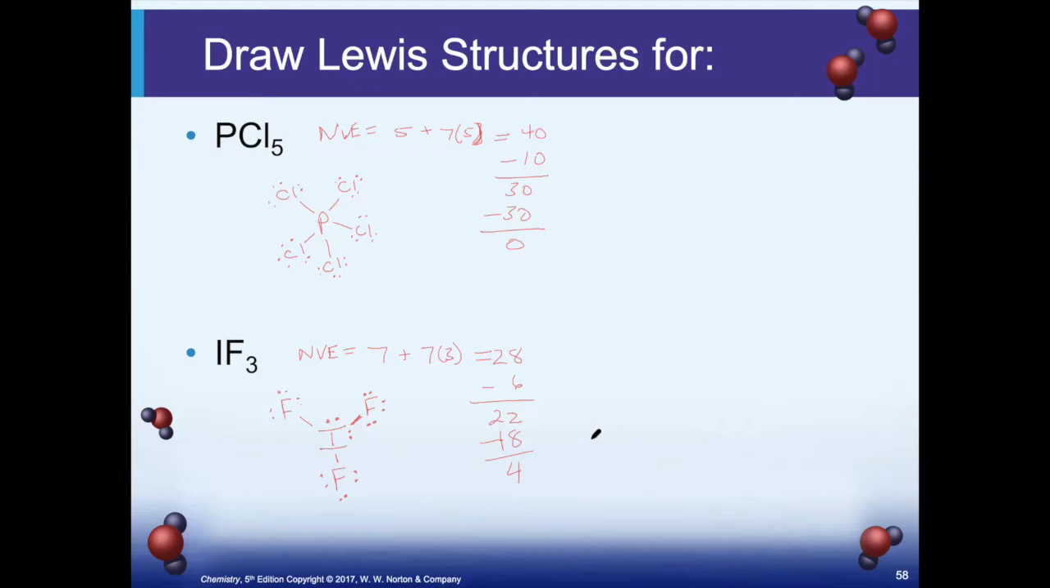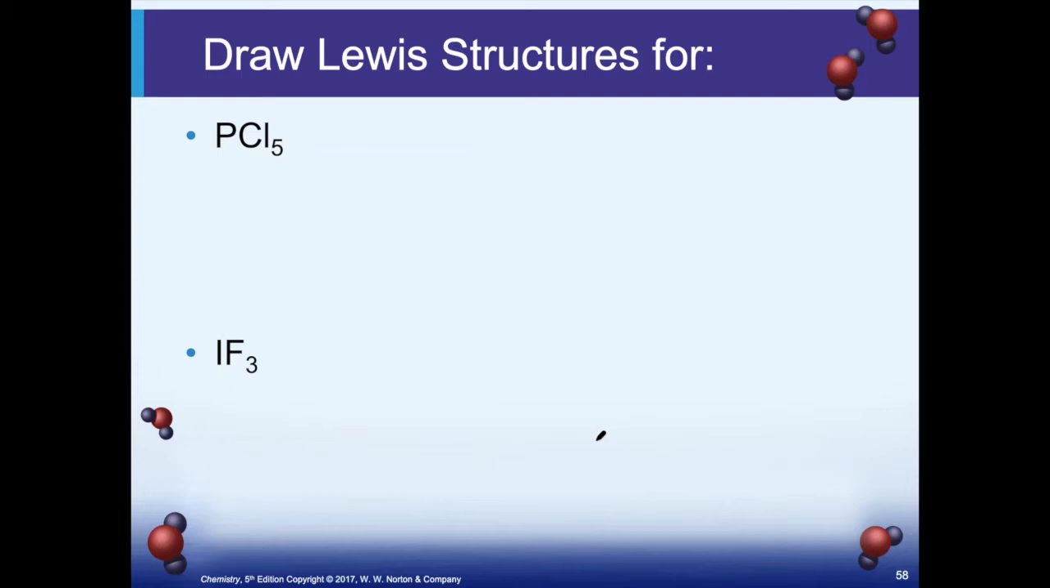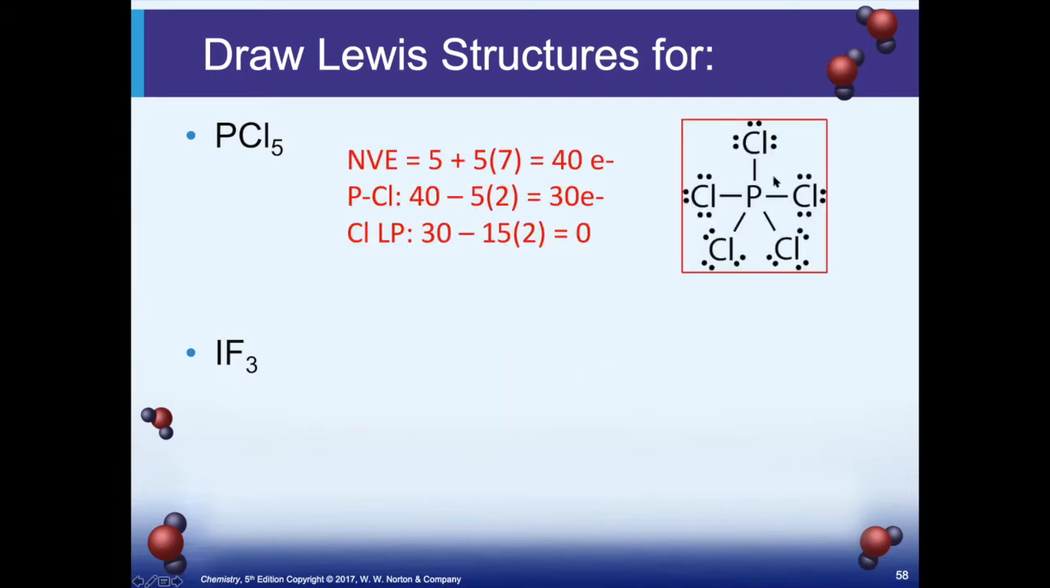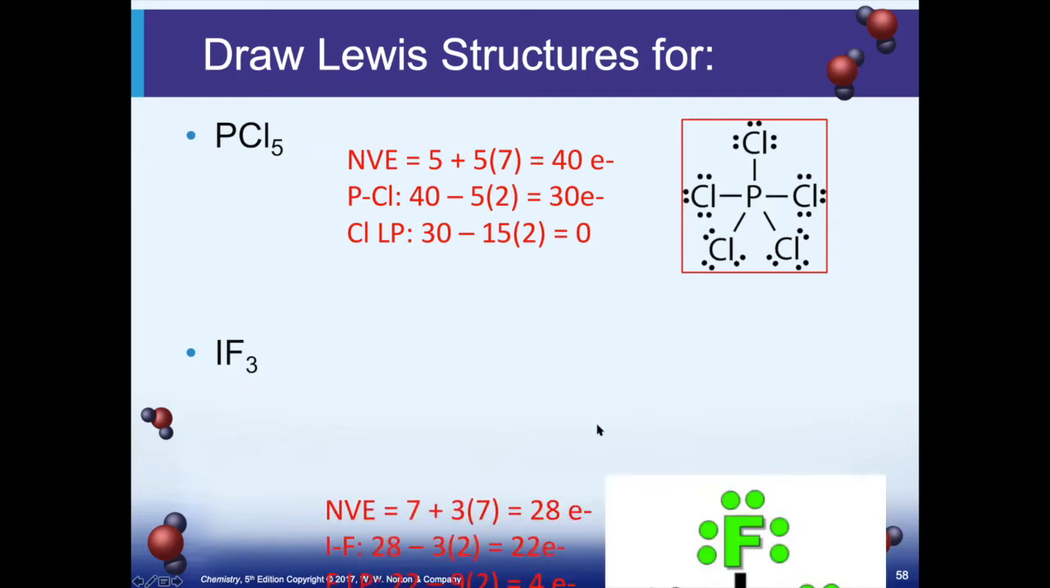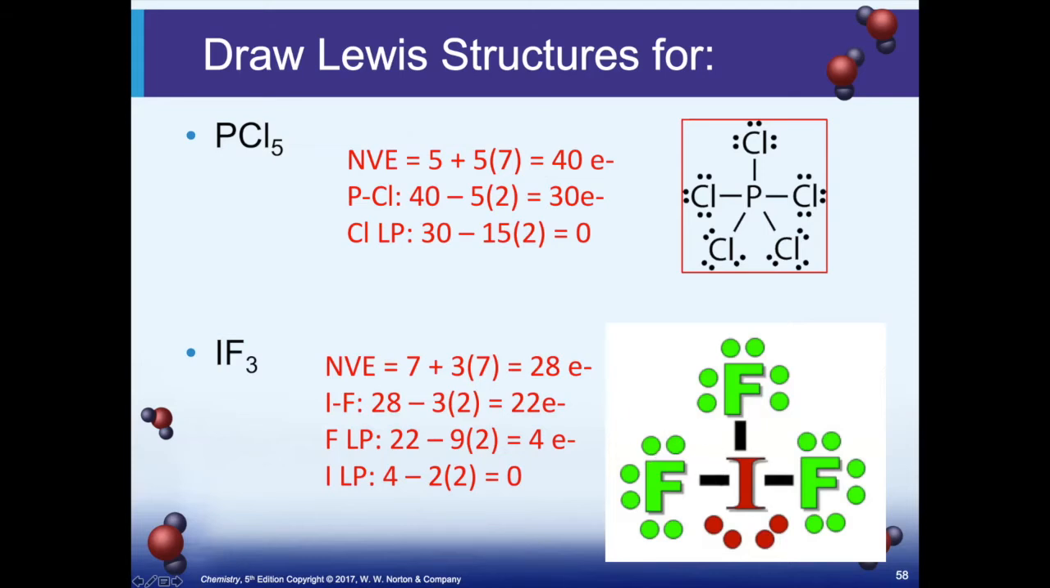Okay, all right, so let me erase all that. You can get to see it nice and pretty with the PowerPoint. Okay, so the phosphorus pentachloride, there's all the electron count. The iodine trifluoride, okay, so where you put the lone pairs is not as important. So this Lewis structure looks a little different in terms of the placement of the fluorines and the lone pairs. We'll get into the important part about that next week. Okay, so that's how you do it.